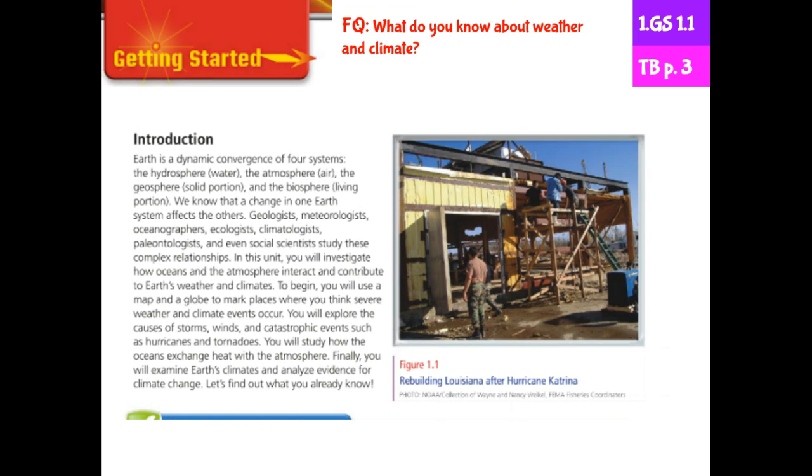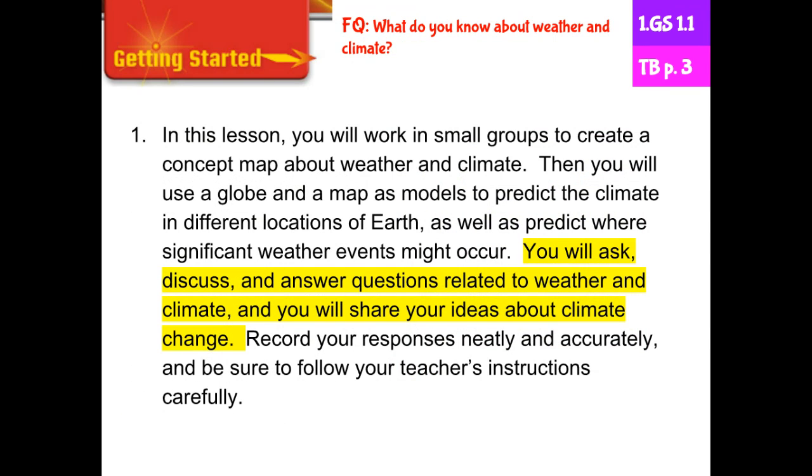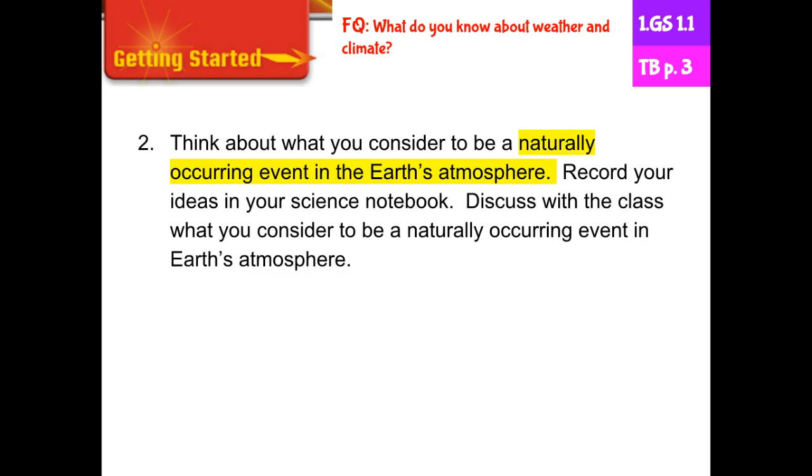Okay, and as you look to the right, those are some people rebuilding Louisiana after Hurricane Katrina. So for getting started, number one, we're going to be working in small groups to create a concept map about weather. You'll use a globe and map to predict the different weather locations, as well as predict where significant weather events might occur. You will ask, discuss, and answer questions related to weather and climate, and you will share your ideas about climate change. And that yellow part is what we're really focused on today, asking, discussing, and answering questions related to weather and climate. You're going to record your responses neatly and accurately, and be sure to follow your teacher's instructions carefully.